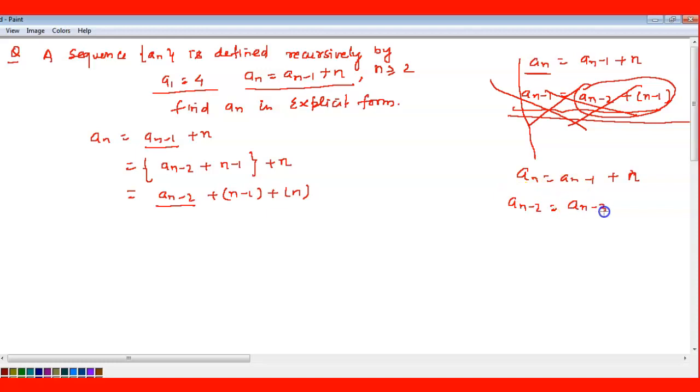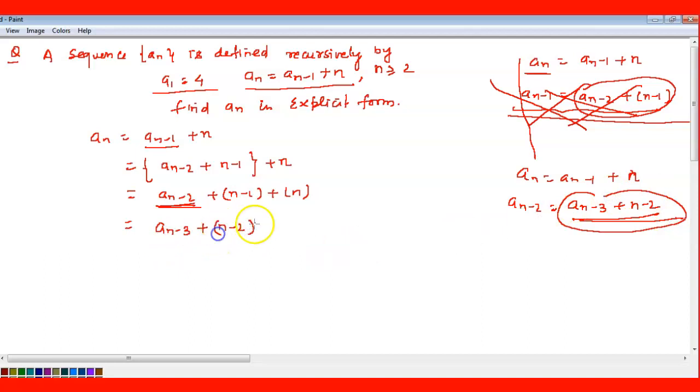So what will I get? a_{n-3} + (n-2), right? In the place of a of n minus 2, you replace with this value. Always do this part in the rough, otherwise you will get confused. So I get a_{n-3} + (n-2), and the remaining terms stay as they are. So we can write a_{n-3} + (n-2) + (n-1) + n. Any doubt till here?